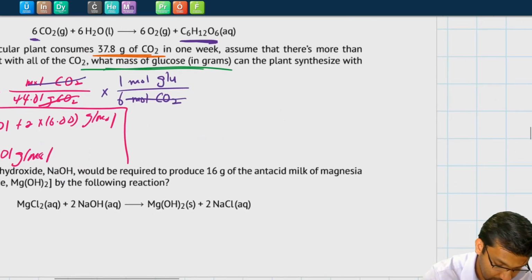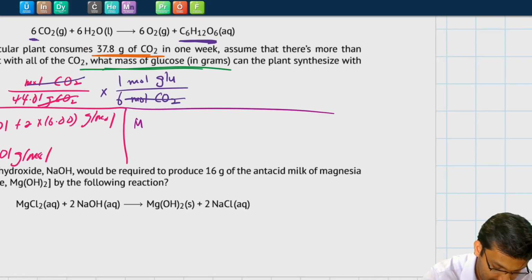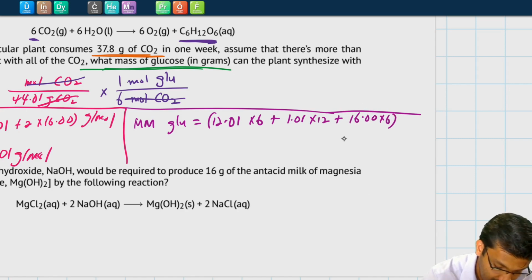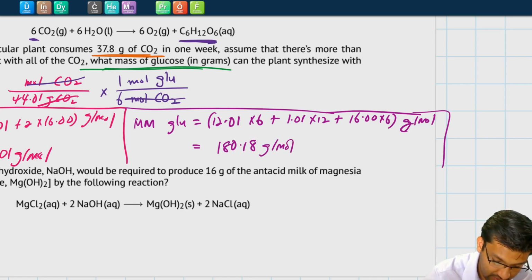So let's calculate the molar mass of glucose. The molar mass of glucose is going to be, it's C6, so the molar mass of carbon times 6, plus H12, so it's the molar mass of hydrogen times 12, plus it's O6, so that's the molar mass of oxygen times 6, grams per mole. So that becomes 180.18 grams per mole. Let me know if my calculations are wrong.